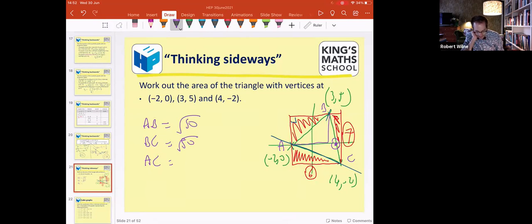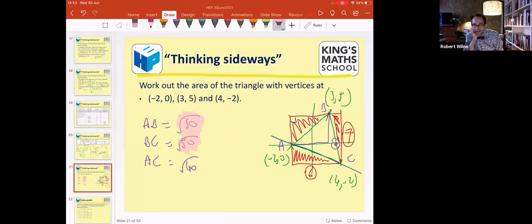And then AC is across 6 and down 2, so AC is root 40. Great question from Andrea: is it right angled? Yes or no? And if it's not right angled, is it anything else? And does that help us?